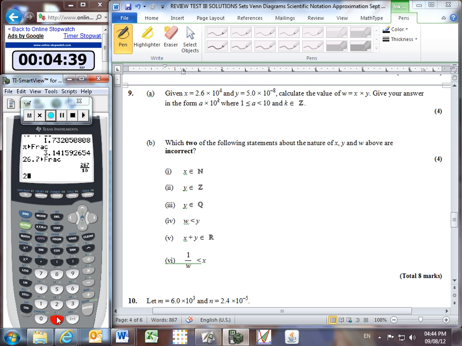I've got 2.6 times 10 to the power of 4, and now I'm going to exit my exponent, and I'll multiply this result by 5.0 times 10 to the power of negative 8. Please make sure you use the negative button, not the subtract button. Use the negative button for the exponent. And let's see what we get.